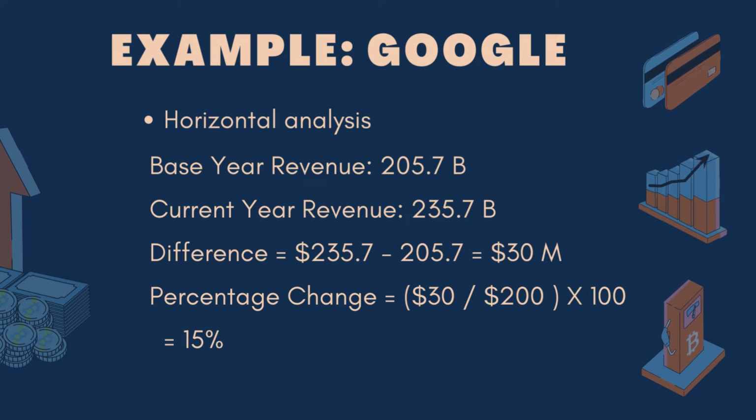Combining vertical and horizontal analysis helps evaluate the relative importance of each line item and identify trends that reflect the company's financial health and performance.